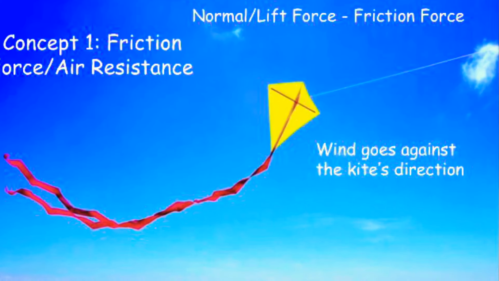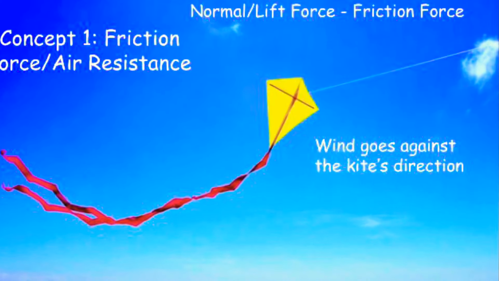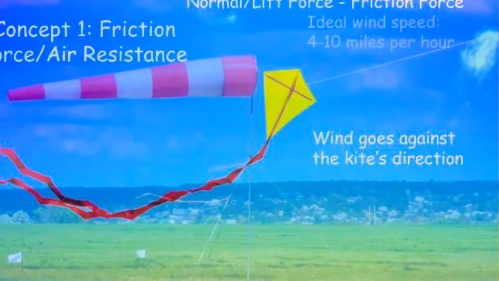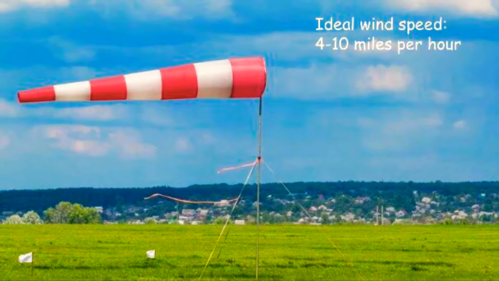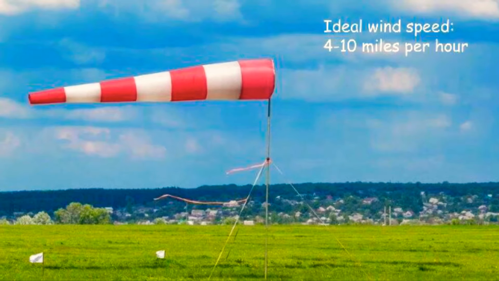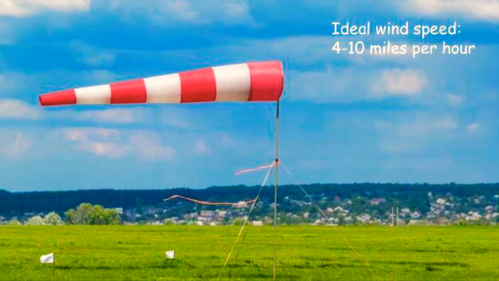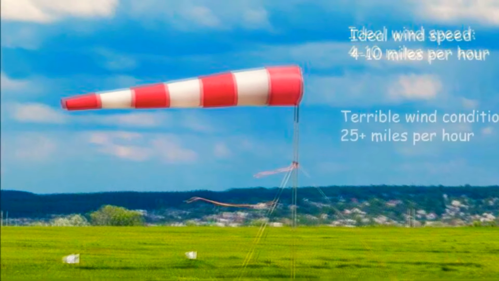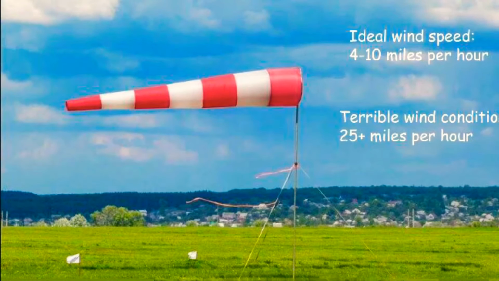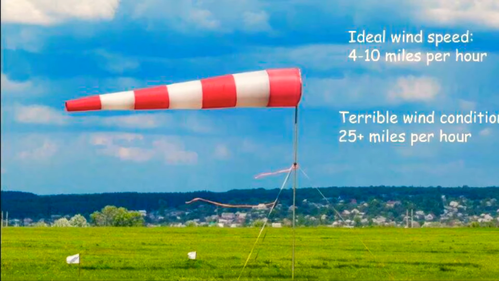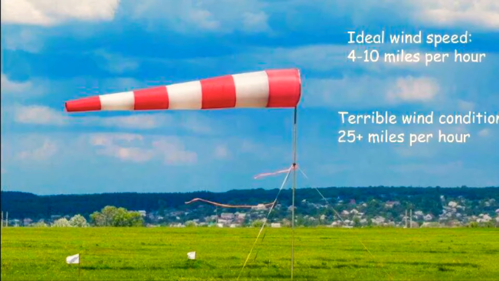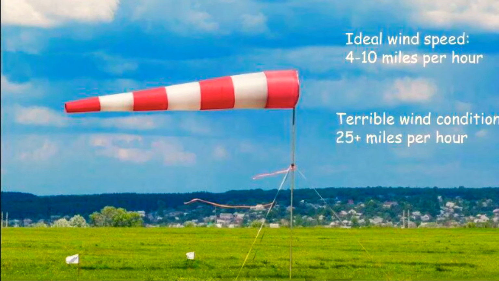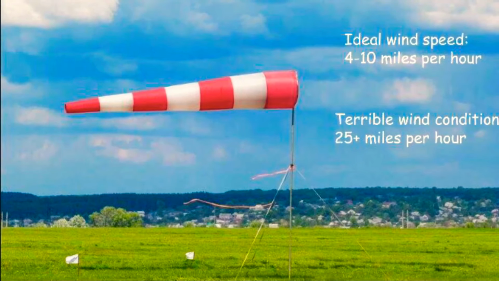Too much friction force against the kite might be overwhelming, but too little can prevent the kite from flying forwards and upwards. The most ideal wind speed is between 4 to 10 miles per hour, so the wind is helping with a greater normal force and just enough to prevent the kite from stopping or crashing down. Winds that exceed 25 miles per hour provide the worst condition and make it almost impossible for kite flying since the friction force is too overwhelming. And due to the kite's material, it will not be able to move and survive against the wind.